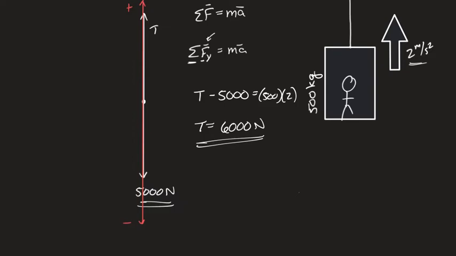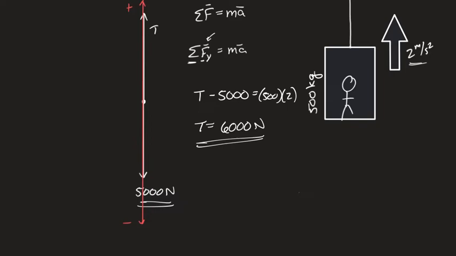Now, there's bigger implications here than this number. This number doesn't mean a whole lot to all of you. You don't know whether that's a big number or a small number. It's not the number. The important detail is that the cable you use to hold this elevator has to be able to withstand more than just the weight of the elevator.